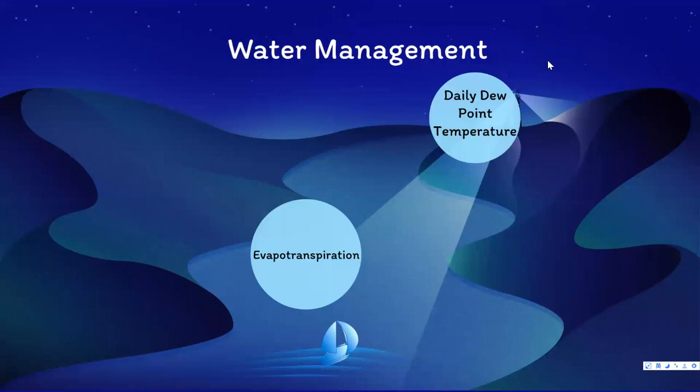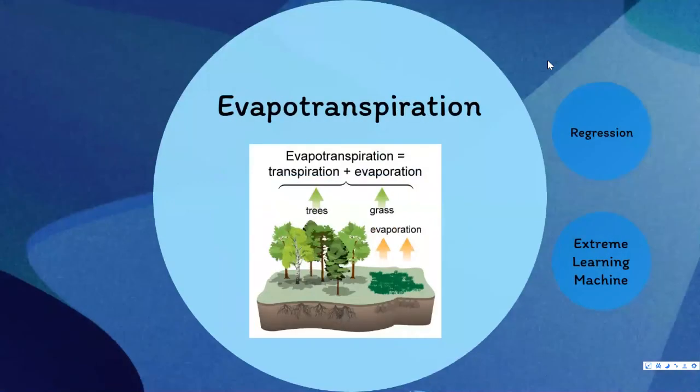Now, I'm going to talk about water management. Water management is important in managing soil, water, and climate balance in agriculture. There are two components involved in water management. The first one is evapotranspiration. Evapotranspiration is the process of combining evaporation and transpiration. The accuracy of evapotranspiration estimation is vital in managing resources and designing irrigation systems.